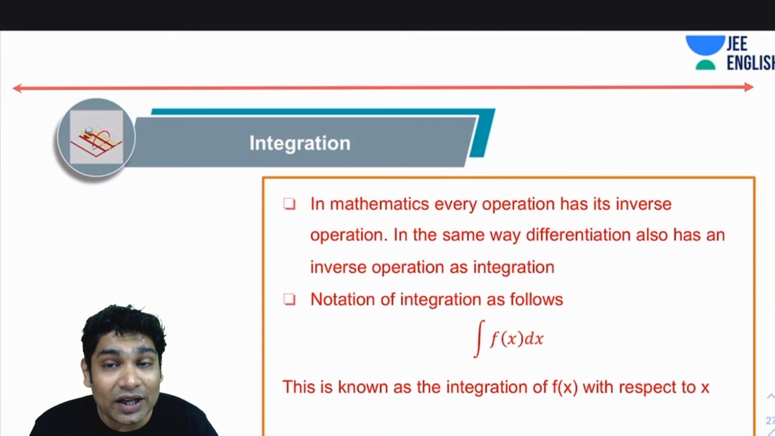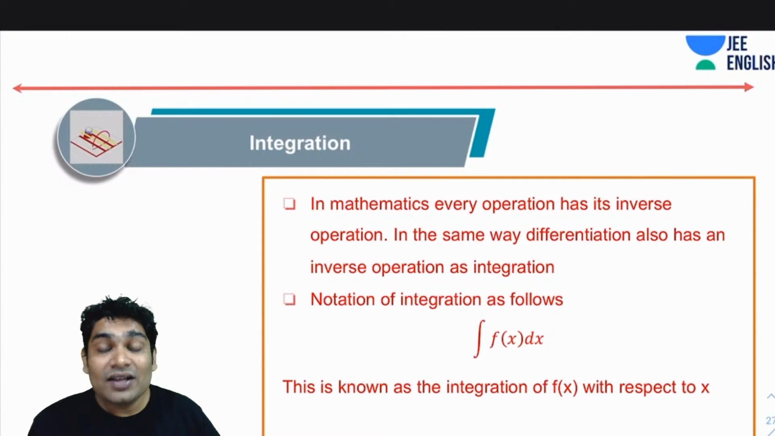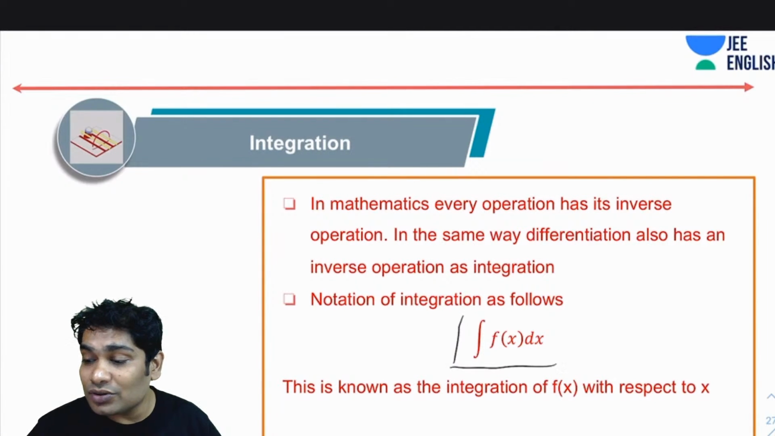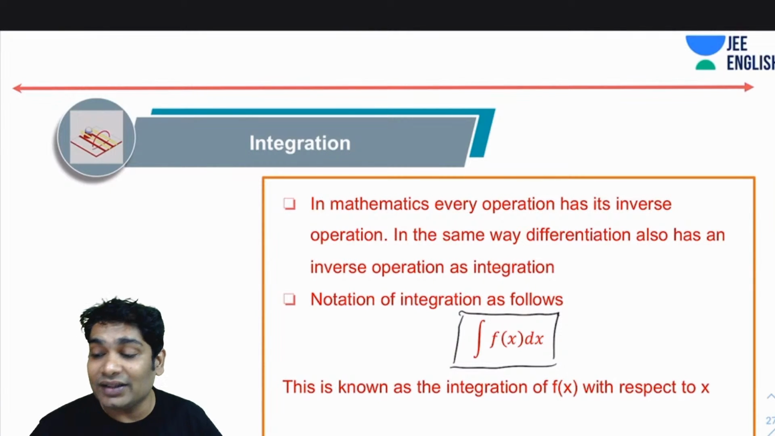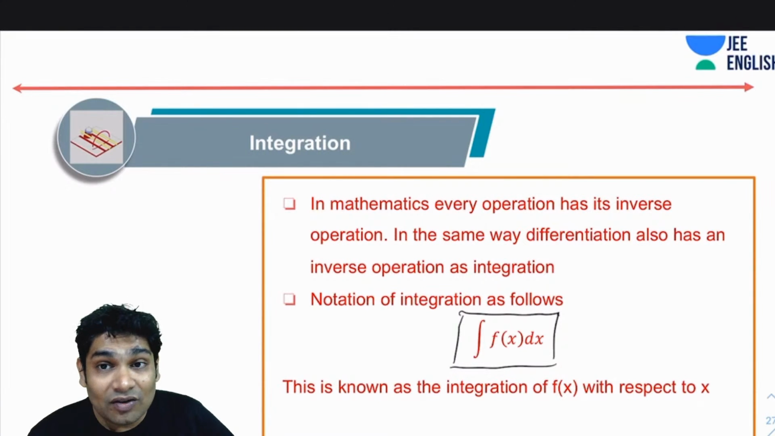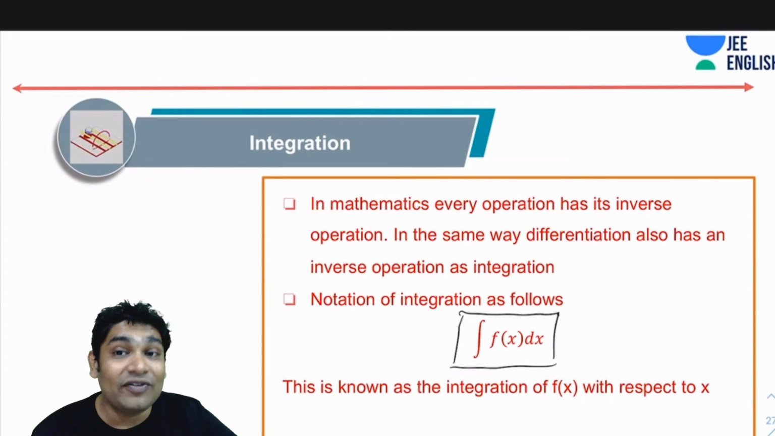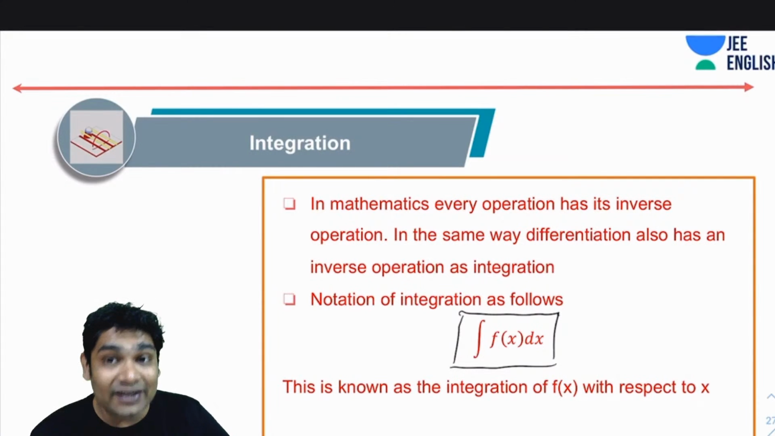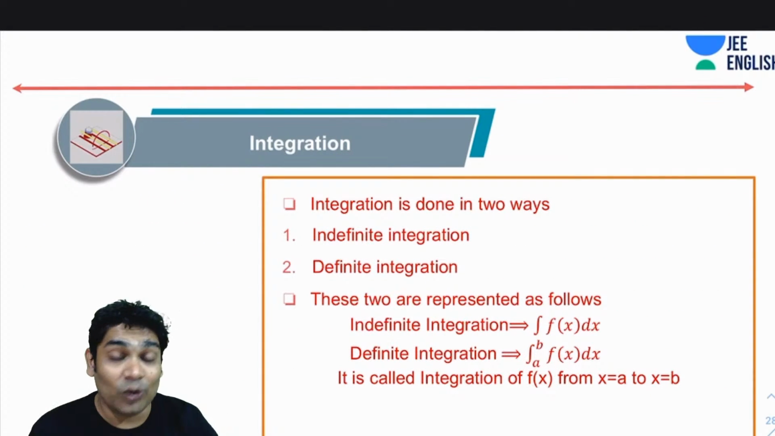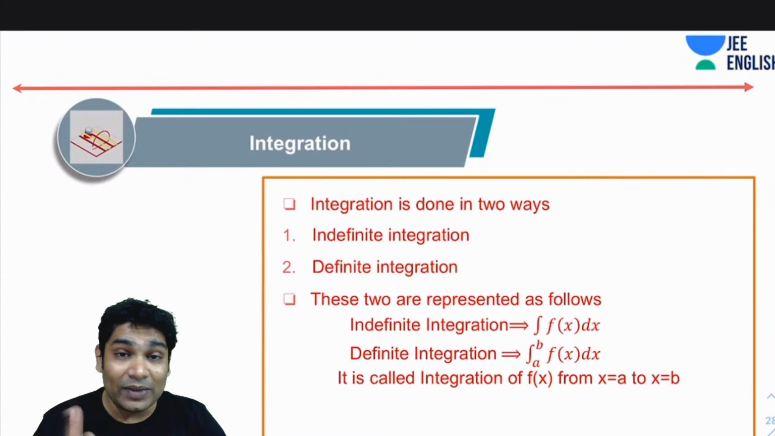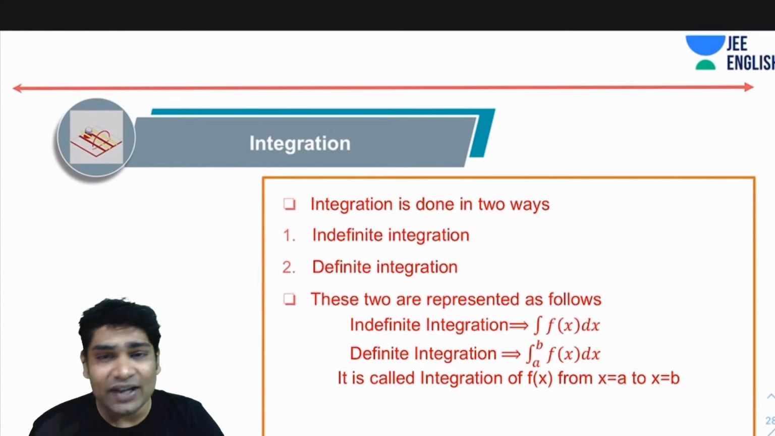The notation of integration is as follows. This is the symbol that you use to signify that I am integrating this. You say that this is the integration of f(x) with respect to x. Now, what do you know about integration? Integration is done in two ways. There are two methods of integrating functions. One is called definite integral, another is called indefinite integral.